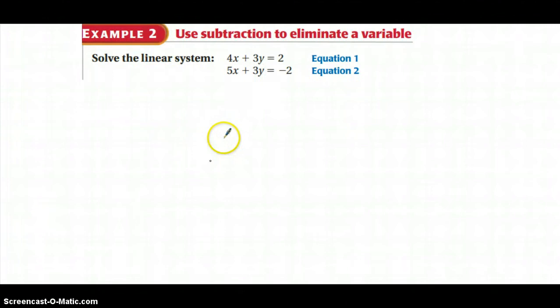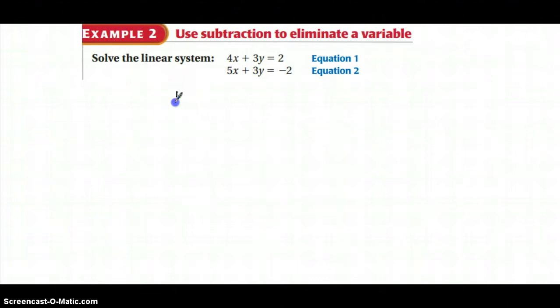On to example 2. So just like we did with example 1, we added the equations to cancel out variables. In this case, we see that these terms have the same coefficient with the same sign. So if we were to add them, it wouldn't work. That would give us 9x and 6y, and only these constants would cancel out. So it's not going to work out for us. So this time we're going to use subtraction.